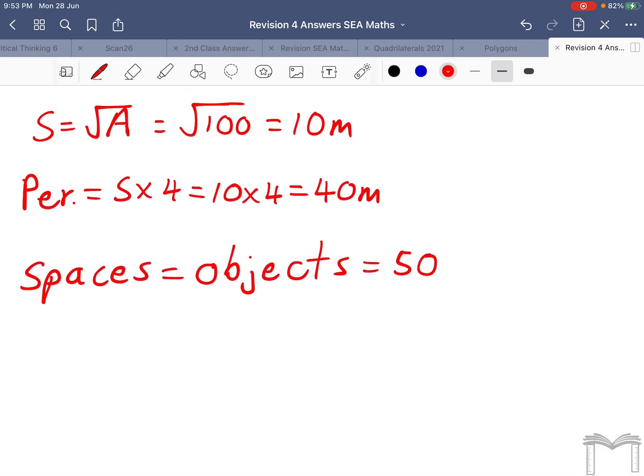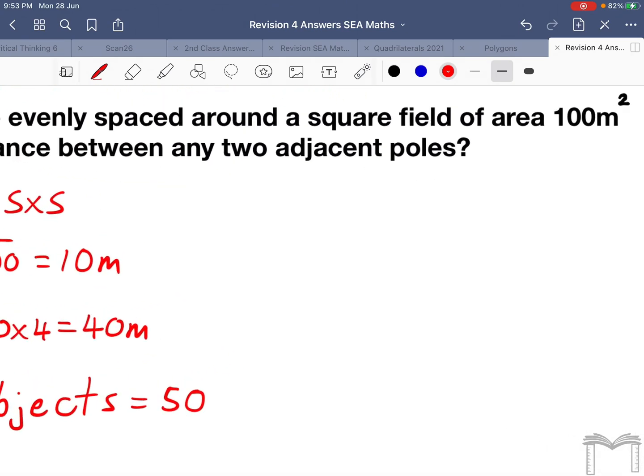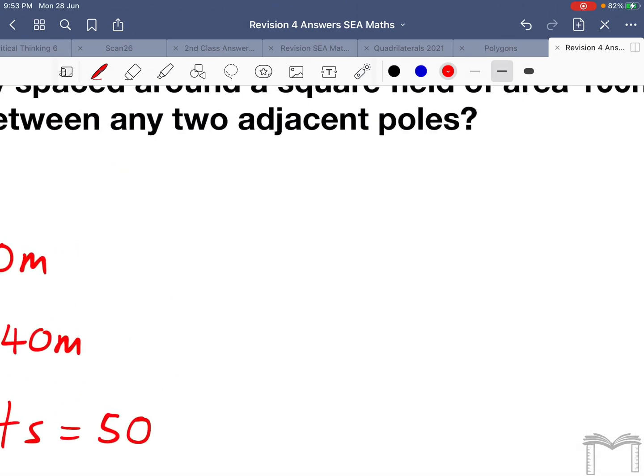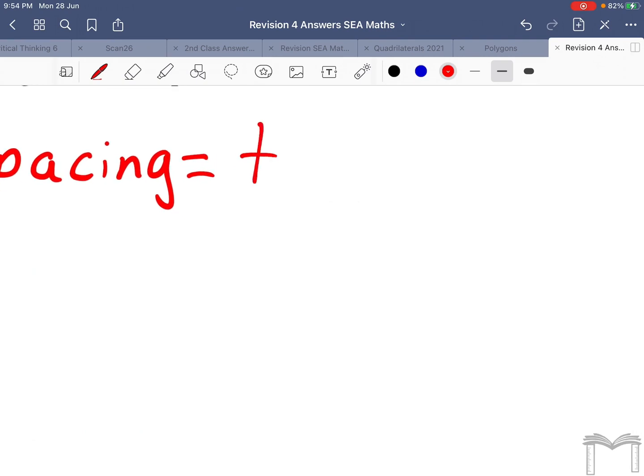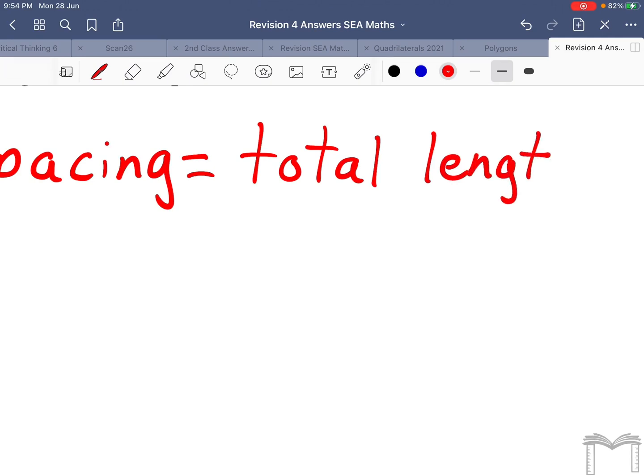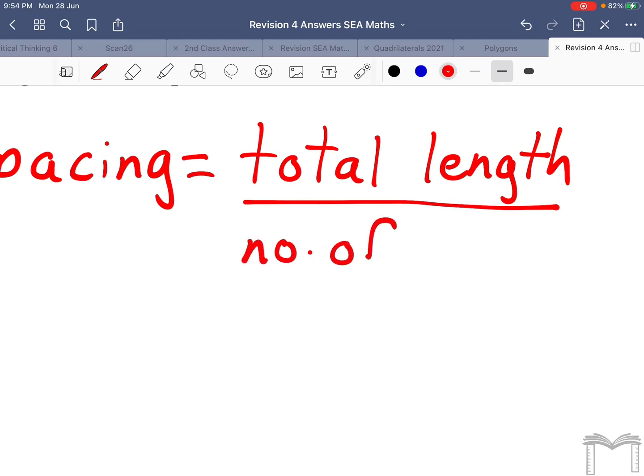So what is the formula for spacing? Let me mention that again. The spacing, or the distance between any two adjacent cones, is equal to the total length, which we worked out to be the perimeter, divided by the number of spaces, which we already determined is 50.